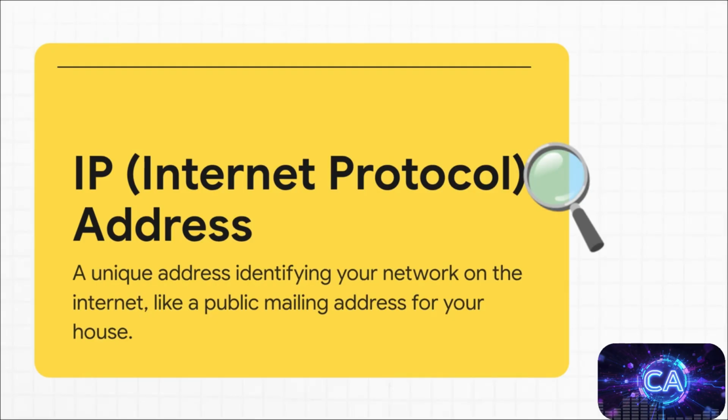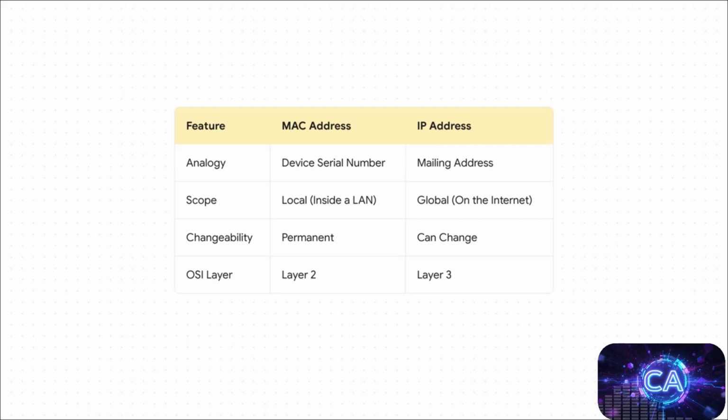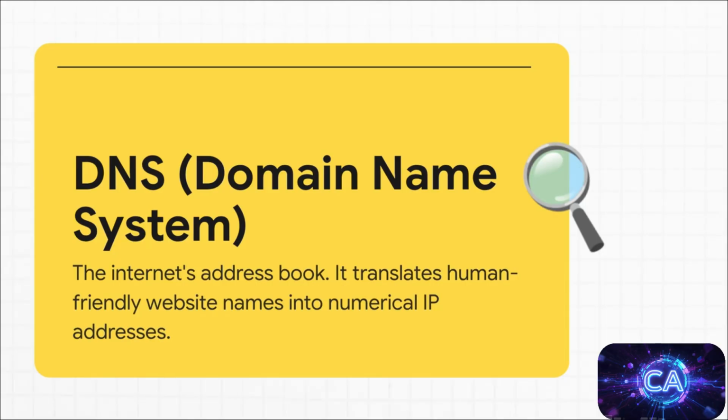So if you're in this gigantic city, how does a message from across the world find your specific house? Well, it needs an address, right? That's exactly what an IP address is, Internet Protocol. It's the public mailing address for your entire house, telling the global internet exactly where to deliver that Netflix stream or that email. So let's compare these two addresses side by side, because this is super important. Your MAC address, that's a permanent serial number, and it's only used for local chats inside your house. The IP address, though, that's your global mailing address for the whole city, and it can actually change from time to time.